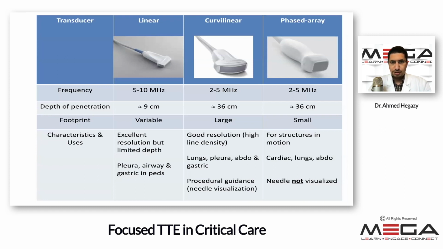First of all, the transducers that are available to us. We're all familiar with the linear probe, and the linear probe is a high frequency probe, about 5 to 10 megahertz. Because it's a high frequency probe, it gives you very good resolution, but a limited depth of penetration, because ultrasound waves attenuate very quickly, especially if they are high frequency.